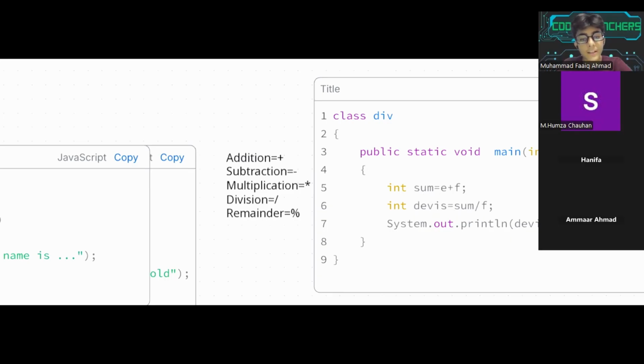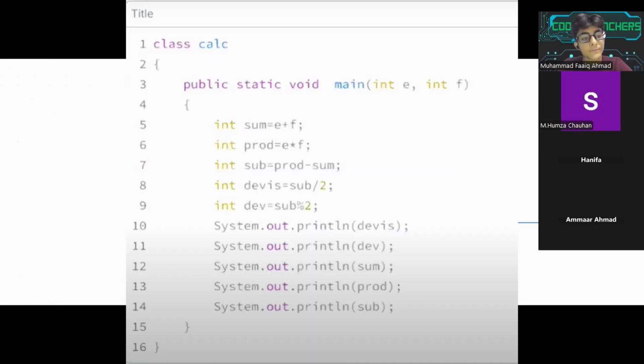Then we did a lengthy question. In this question we entered two numbers, then we calculated its sum over here, its product over here, then we subtracted its sum from the product, and we divided the difference that we got by 2, and we stored the quotient over here and the remainder over here, and then we printed all of the values.